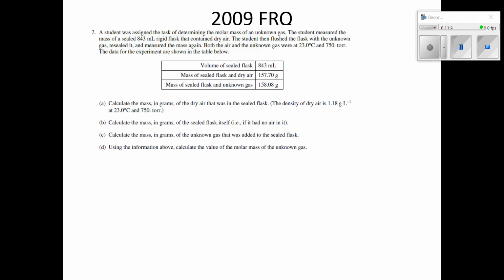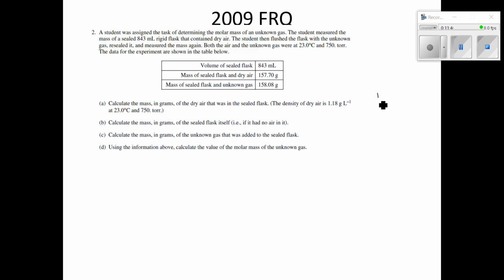And we'll look at this one. Again, if you haven't tried it, pause the video and try it first, and then come back and we'll talk about it. Okay, so what we have here is a flask.